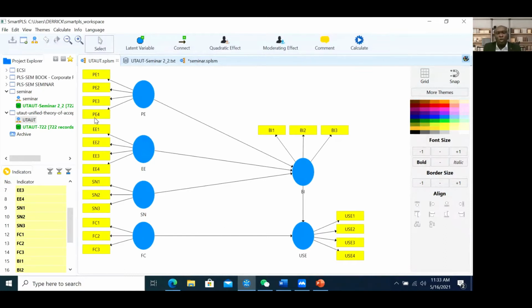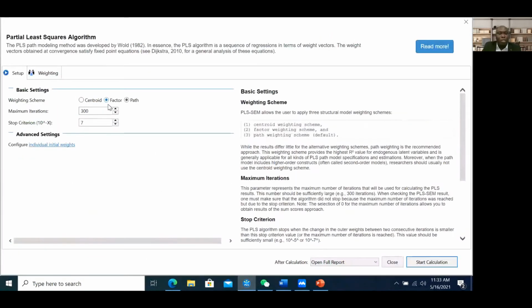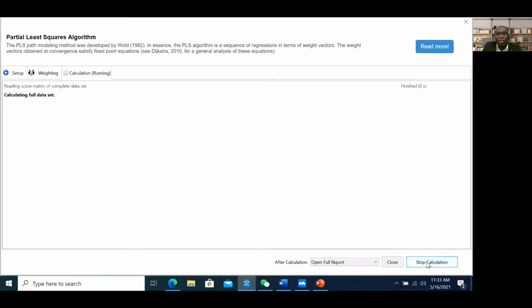All right. So for those of you who are conversant with SPSS AMOS, what you do is that you run the CFA first, okay, and see how the items are rotated and which components measure what. All right. You can do the same in SmartPLS too. For instance, you can click here, the factor, and then you start your calculation.